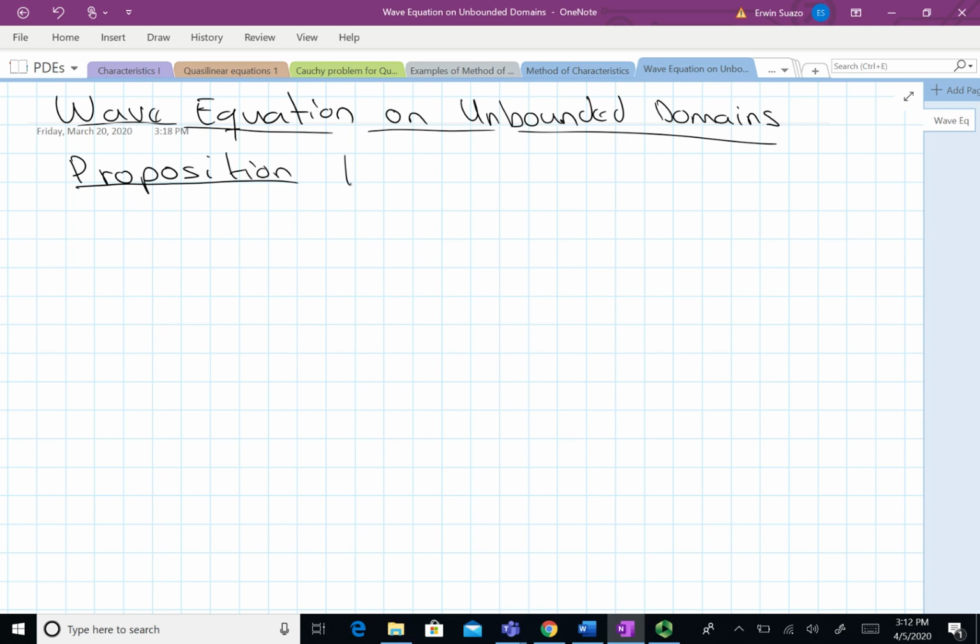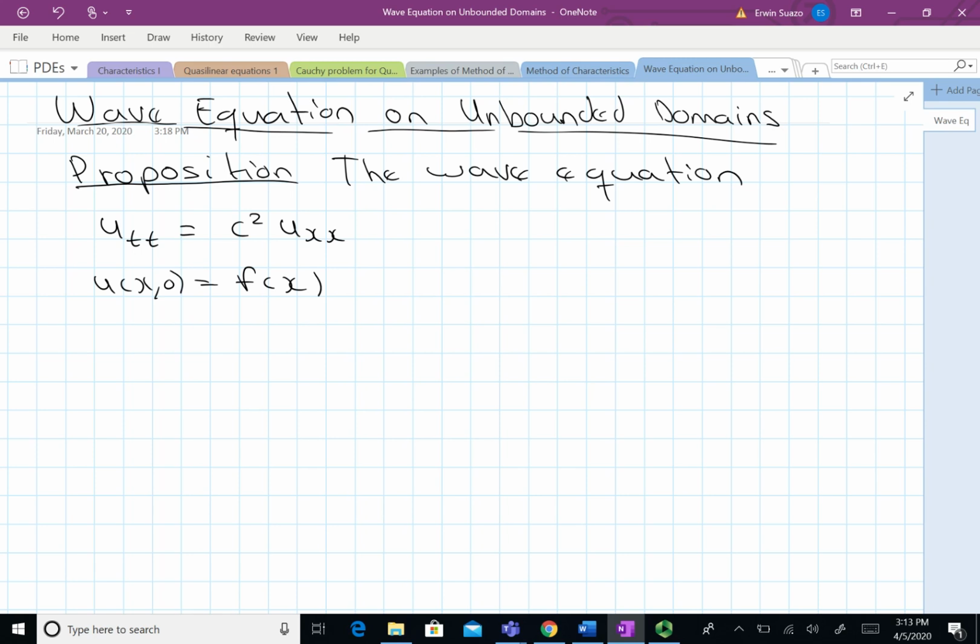So the wave equation looks like this: the second derivative with respect to time equals c squared times the second derivative with respect to x, and you have u(x,0) equals f of x, and then u_t(x,0) equals g of x.